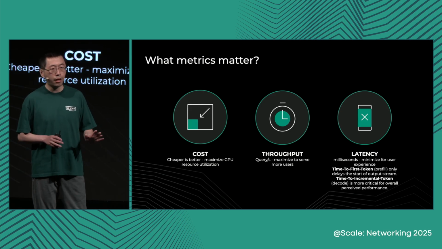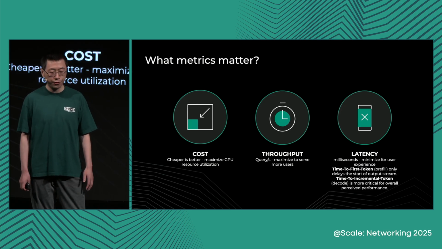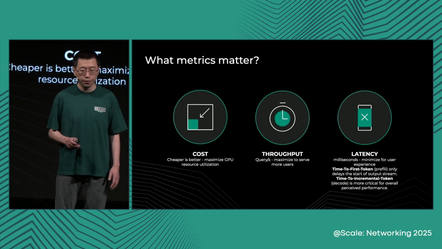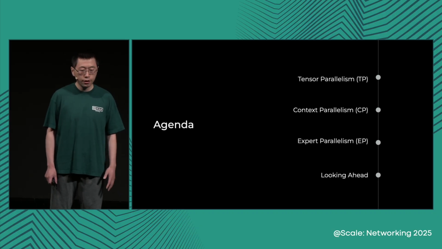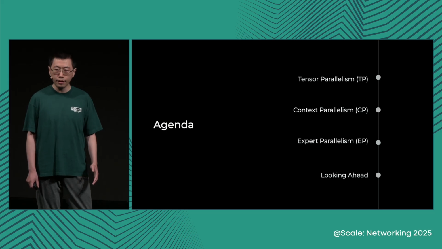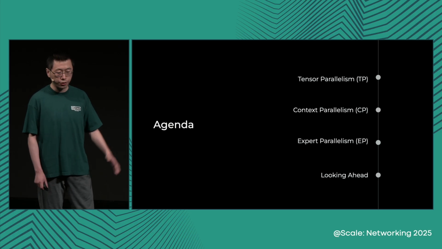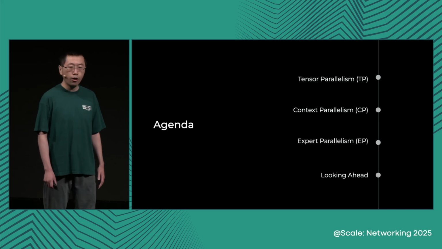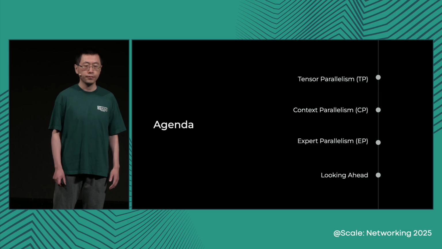So now you heard about the metrics. Let's get to the three types of inference parallelisms at scale. In the remainder of our talk, Chen will discuss tensor parallelism. You will hear about context parallelism from me, and expert parallelism from Xiaodong. So now I will hand over to Chen to discuss tensor parallelism.